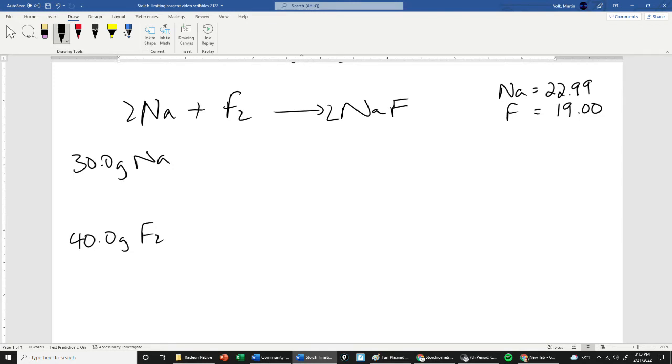I'm going to determine how much sodium fluoride forms for each of these, and then whichever one gives me less sodium fluoride, that's the limiting reagent. So it's one of these two here. Alright, let's do the first one.